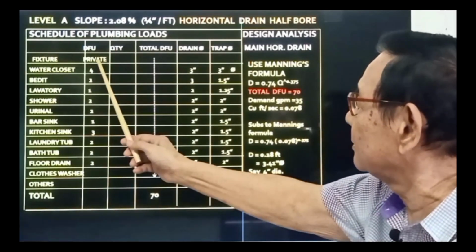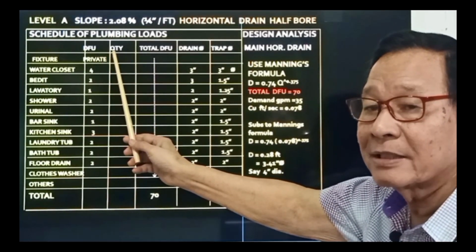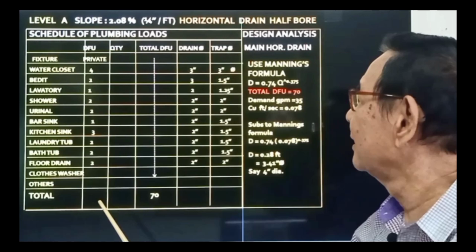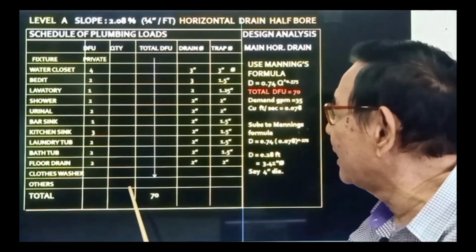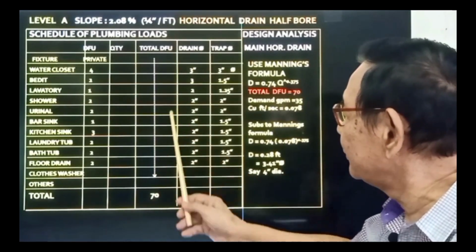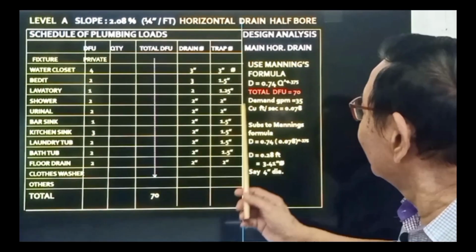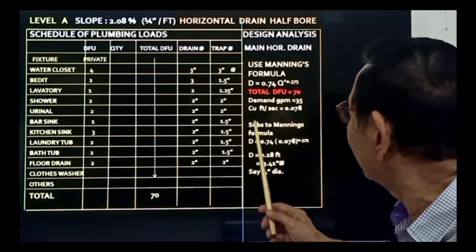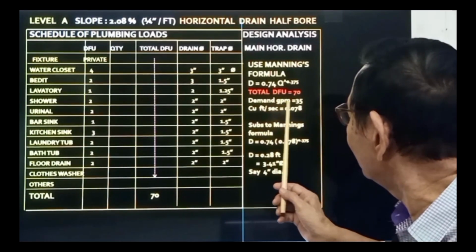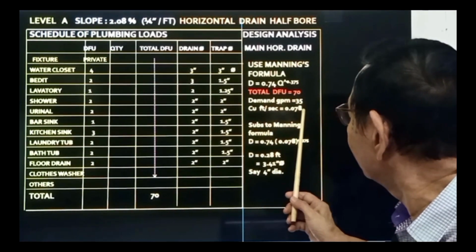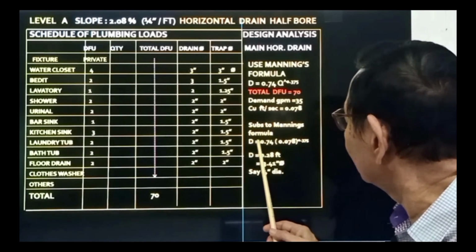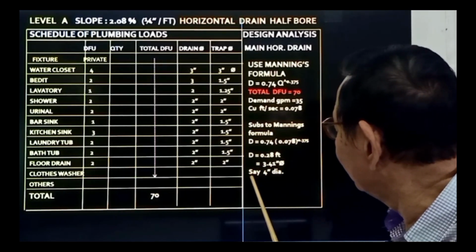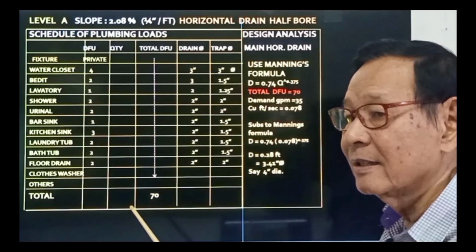You can use that. There is also an equivalent here from our revised National Plumbing Code: water closet for private use, bidet, and the others. So you see how many quantities you will have of each, and then the total drain fixture units. By the use of Manning, the same, D equals 0.74 Q to the power 0.75. At 70 DFU, the demand is 35 GPM, 0.078 cubic feet per second. Substituting in the Manning formula, it equals 3.41 inches diameter, or 4 inches diameter. That is by the use of Manning.